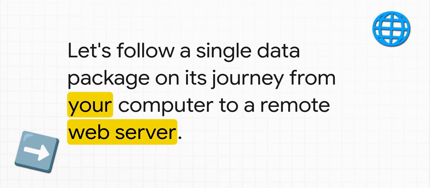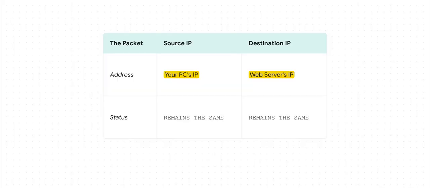All right, let's put this all together. It's time to see how this actually works in practice. We're going to follow a single data packet on its journey all the way from your computer out to a web server. First up, let's look at the heart of the message, the packet itself. Inside, you've got the source IP, that's your PC, and the destination IP, the web server.